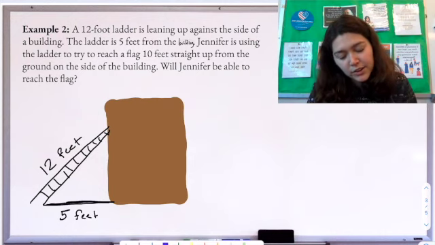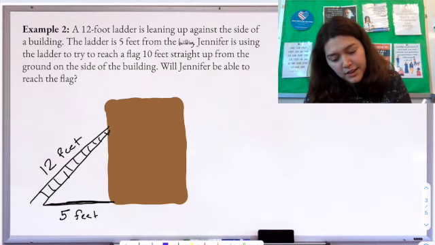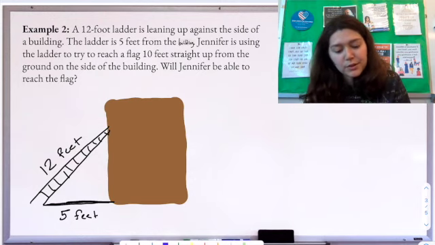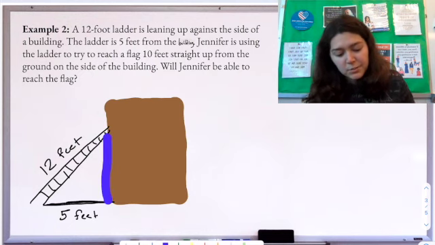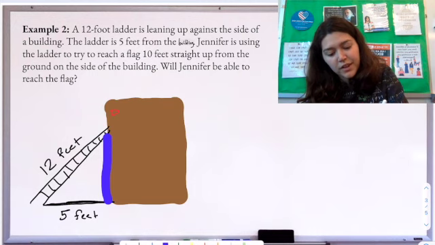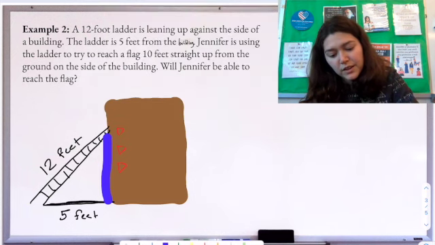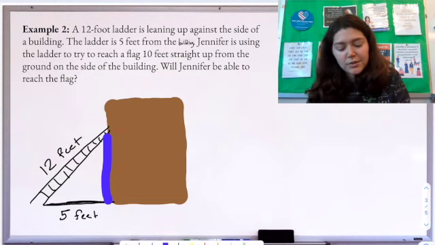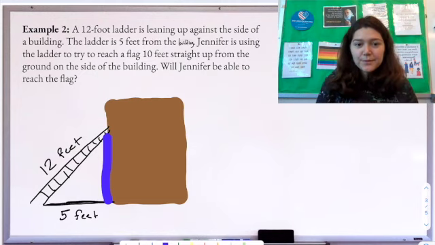And I'm trying to figure out, Jennifer is using the ladder to try to reach a flag that's 10 feet straight up from the ground on the side of the building. Will Jennifer be able to reach the flag? So we're not quite sure how far this distance is, but we need to figure that out because somewhere along here is the flag. I don't really want to draw it yet because I'm not sure exactly where it is, but somewhere along there is a flag and we're trying to figure out, will Jennifer be able to reach it with this ladder? Okay, so in order to do that, we need to find where the ladder hits the building, right? How high is it getting us up the building?